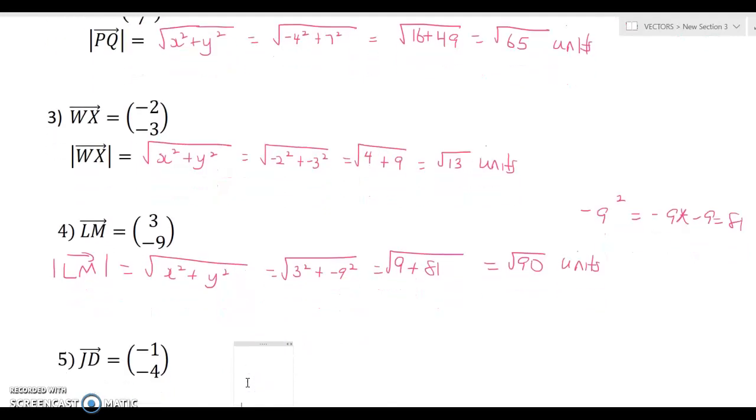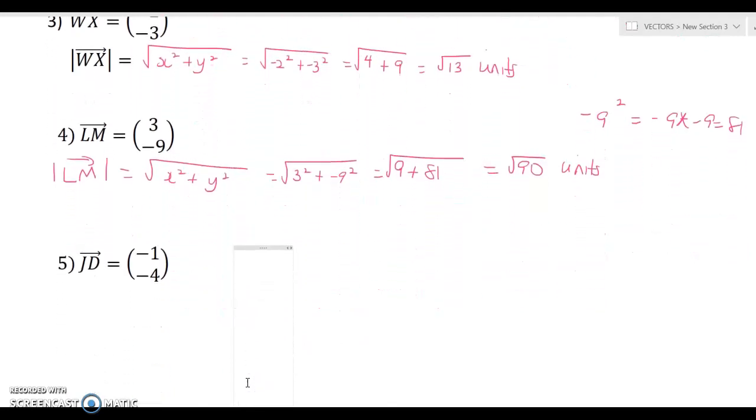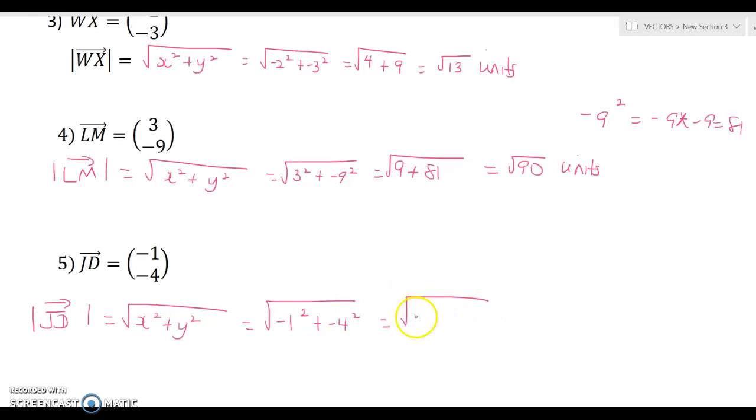And let's just look at the last one. The magnitude of vector J: the square root of x squared plus y squared. So that would be negative 1 squared plus negative 4 squared. Negative 1 squared is positive 1, plus negative 4 squared is positive 16. So we get the square root of 17, and you can put your units there. So it's very easy to find the magnitude of our vector.